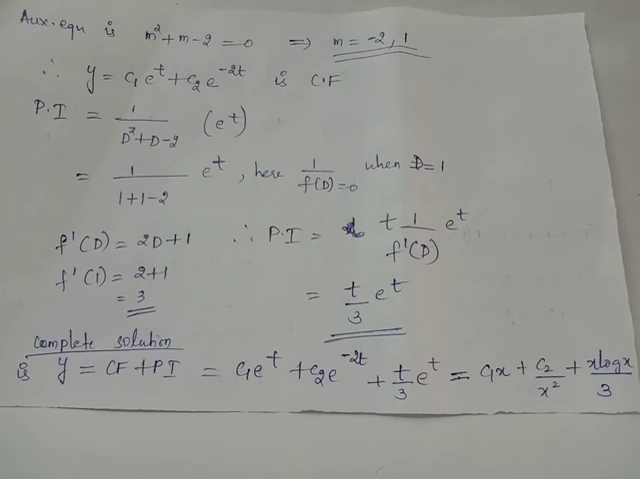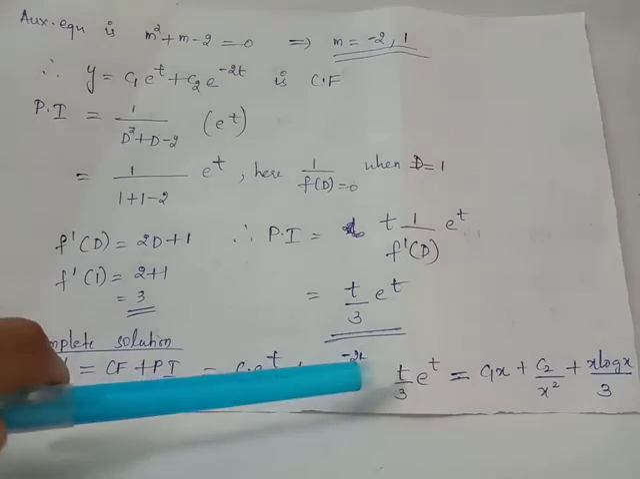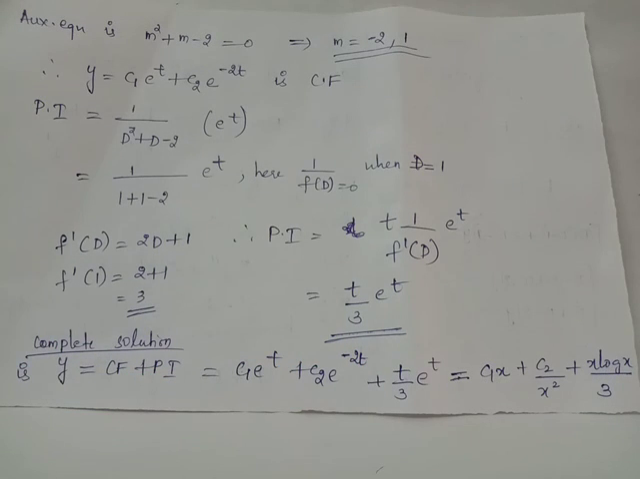Since x = e^t, we have t = log x. That's how we have obtained t e^t = x log x. Also, x² = e^(2t). Therefore, e^(−2t) is 1/x². That's how e^(−2t) became 1/x².